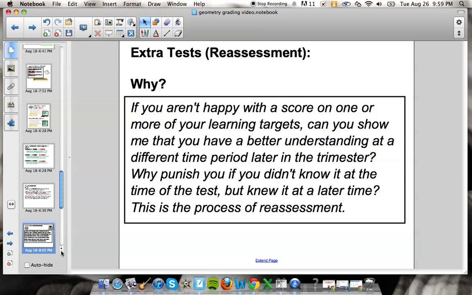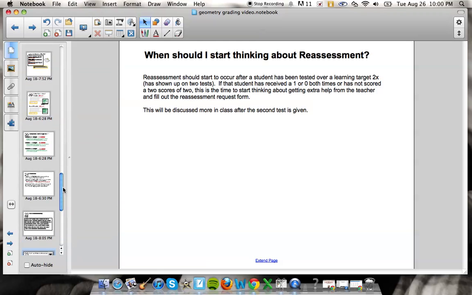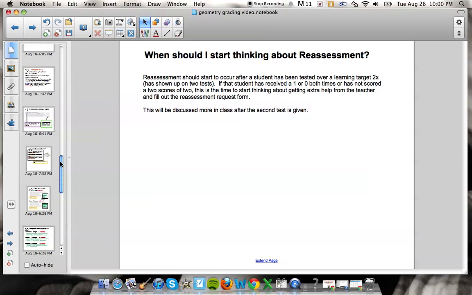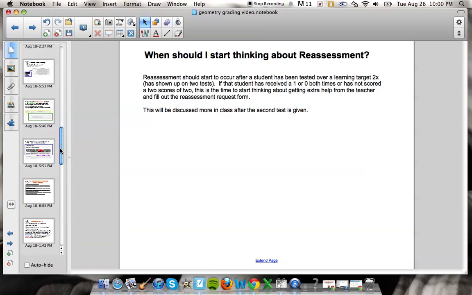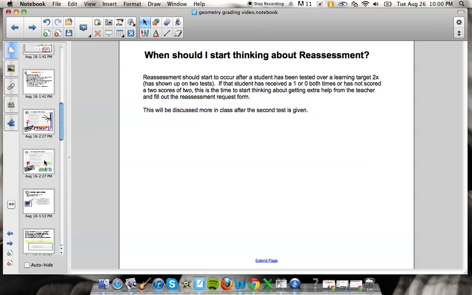Now, the whole idea about reassessments. Why? If you aren't happy with the score on one or more of your learning targets, will you be able to show the teacher that you have a better understanding at a different period of time in that trimester? Of course. This is why the reassessment process comes in. So when should you start thinking about reassessment? Reassessment should start to occur after a student has been tested 2 times, or that skill has shown up twice on the test. So let's flip back to this page quick.